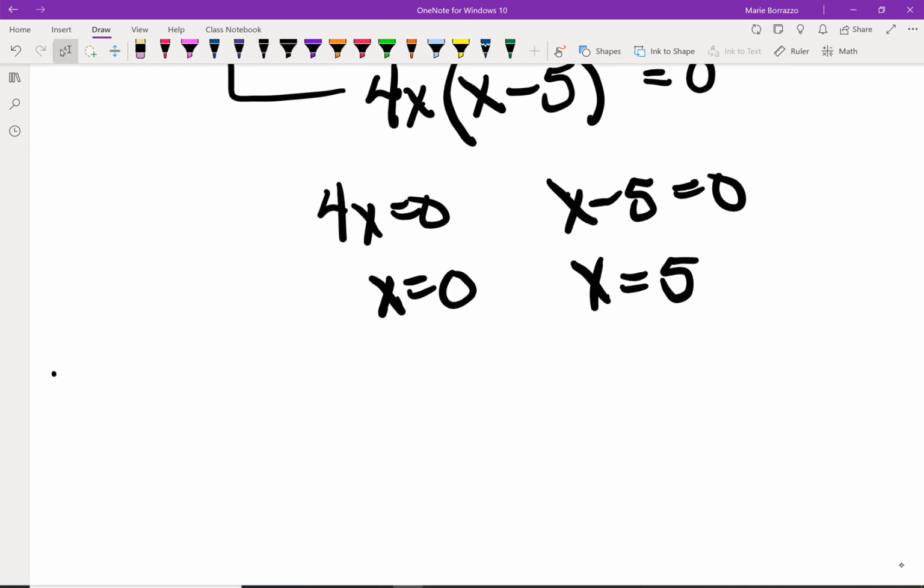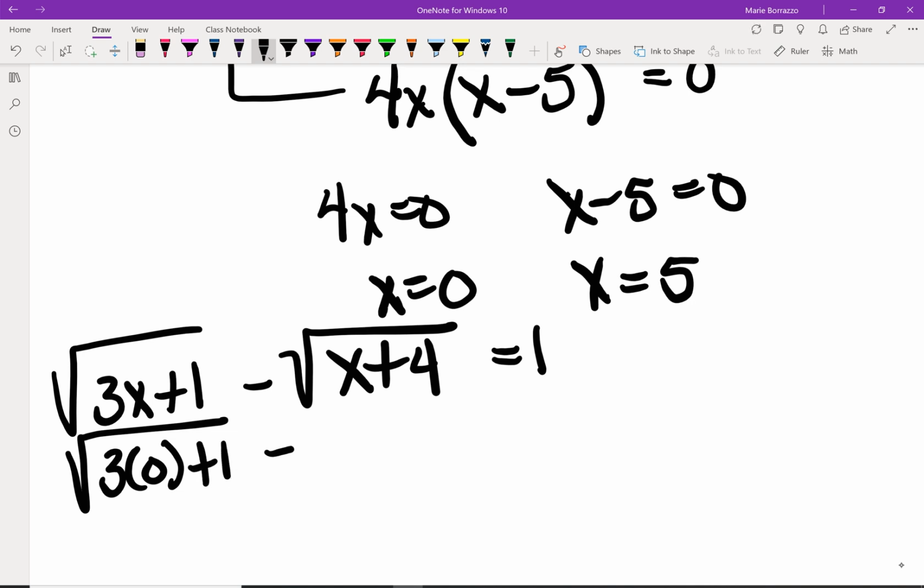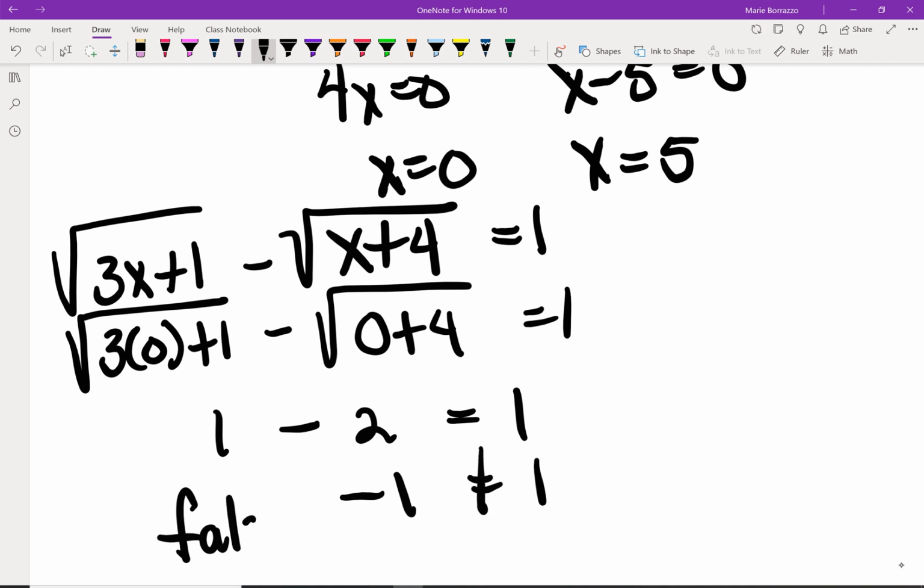And so I'm going to take the square root of 3x plus 1 minus the square root of x plus 4, and this is supposedly equal to 1, and we'll test the 0 and the 5. So square root of 3 times 0 plus 1 minus the square root of 0 plus 4 equal to 1. So this is going to end up giving us 1 minus 2 equal to 1, which leaves negative 1 equal to 1, and that is not true. So this is a false answer.